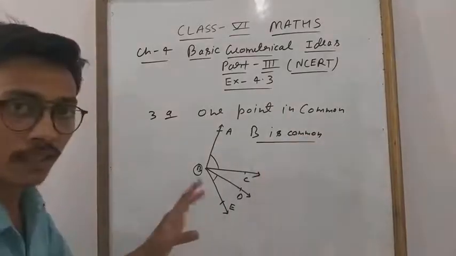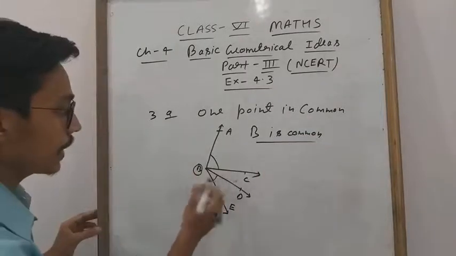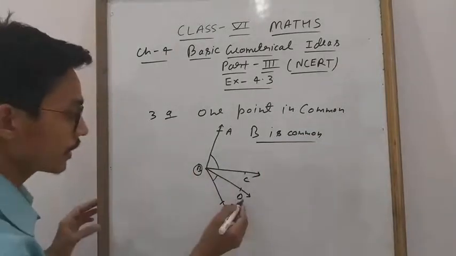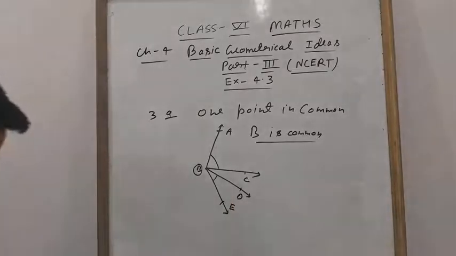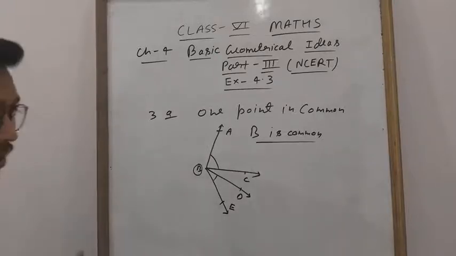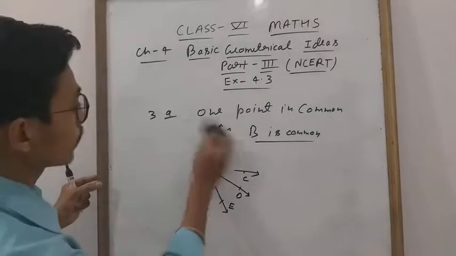I think you understand, everyone? See, B is common in A, B, C as well as B is common in D, B, E, R, E, D, B. Clear? One point is common. The next is given, student. Next is given the 2 points in common. Okay? 2 points are common. It is given 2 points common.